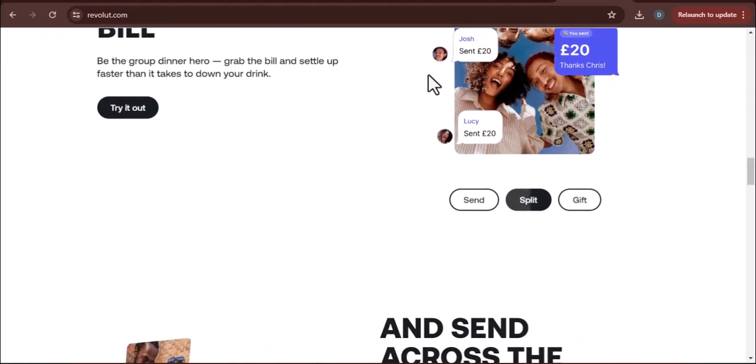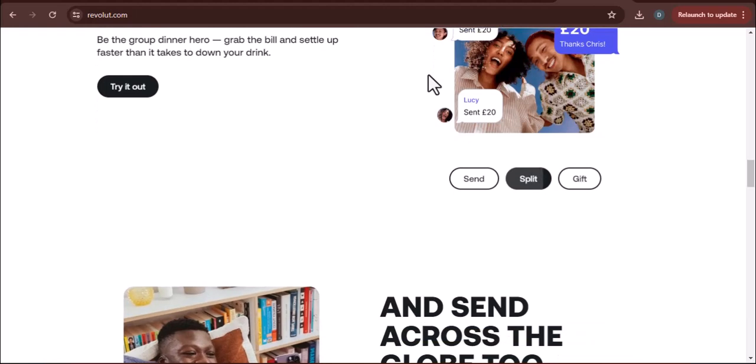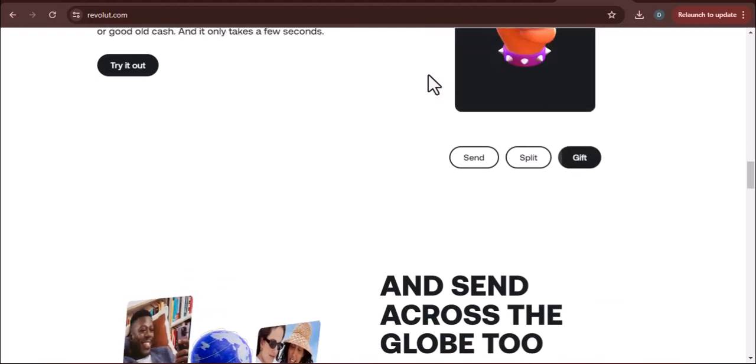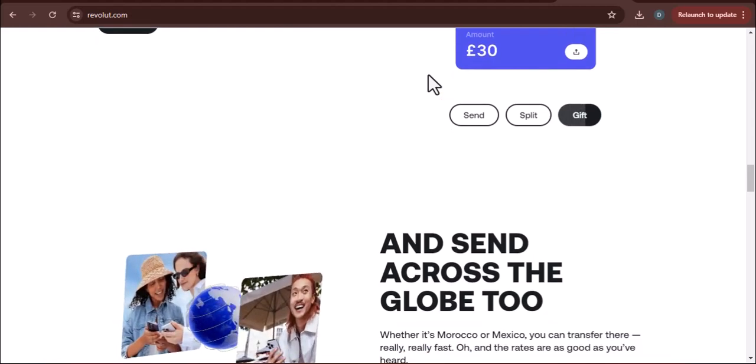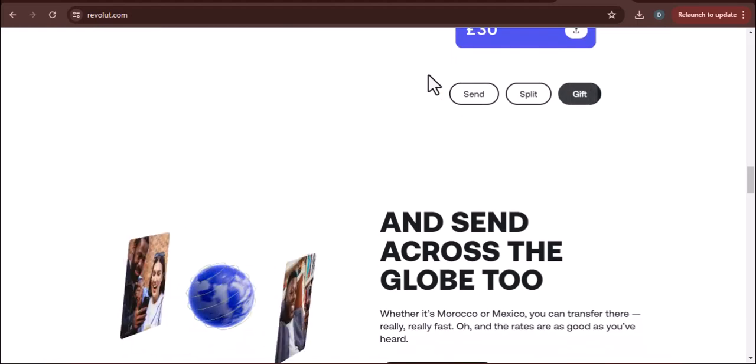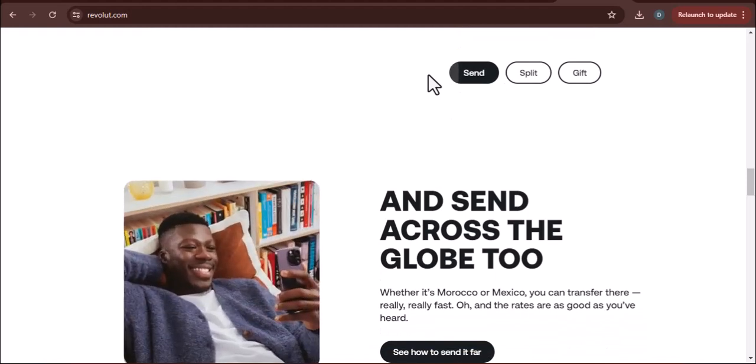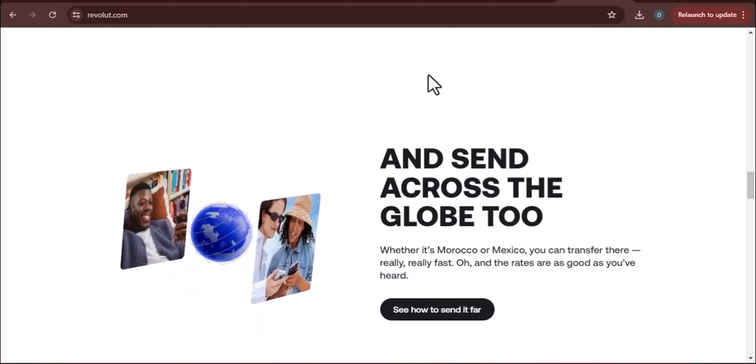Credit links: need to temporarily float a friend or family member? Revolut's credit links allow you to send money instantly and request repayment with a built-in reminder. Just remember, treat this like a loan, not a free handout, and ensure you get repaid promptly.